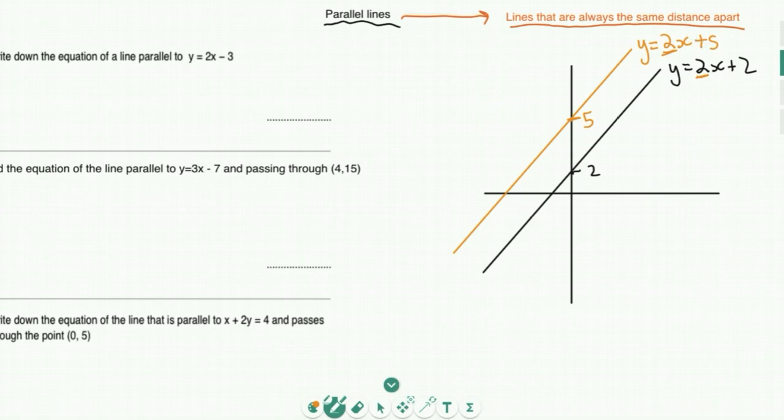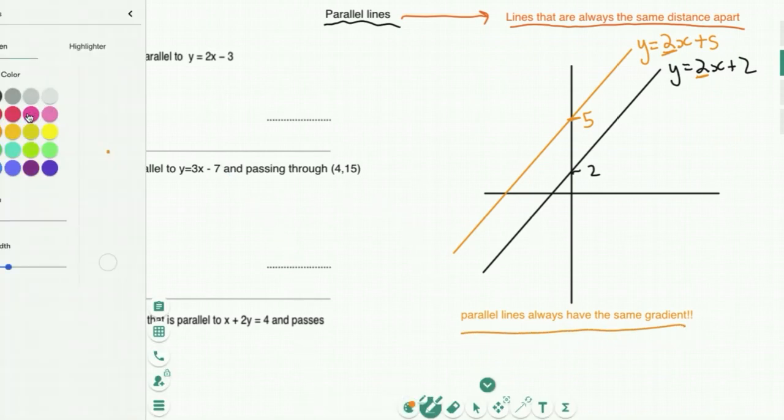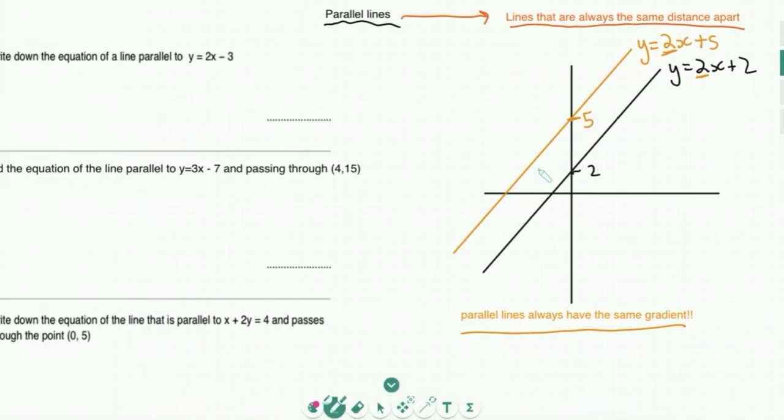So the fact we have to memorize is that parallel lines always have the same gradient. Really important fact. Parallel lines always have the same gradient. These two lines are parallel, and if you have a look at it, they're both equally as steep. One across, two up. One across, two up. They only just have different y-intercepts. So parallel lines always have the same gradient, which is basically the m value.